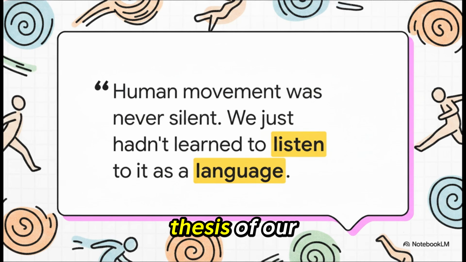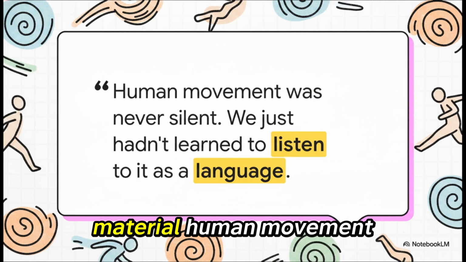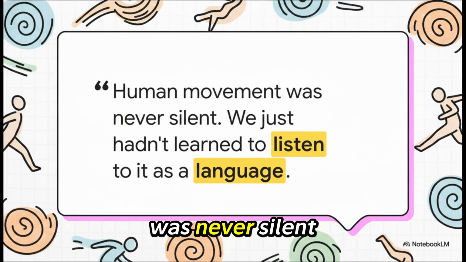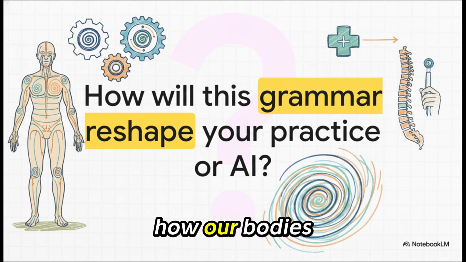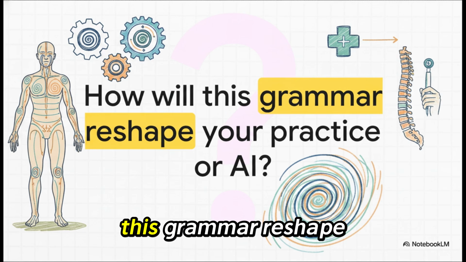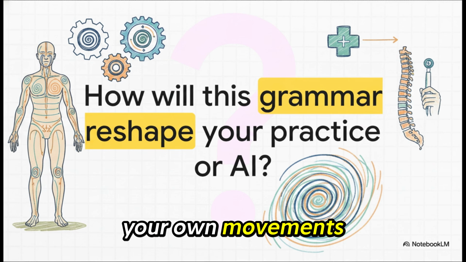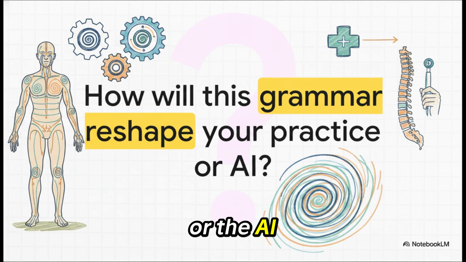Ultimately, the grand thesis of our explainer today comes down to this incredibly powerful thought from the source material. Human movement was never silent. We just hadn't learned to listen to it as a language. So now that you know the alphabet, the syntax, and the spirals that dictate how our bodies are truly designed to move, I want to challenge you. How will applying this grammar reshape your own movements, your clinical practice, or the AI algorithms you build?